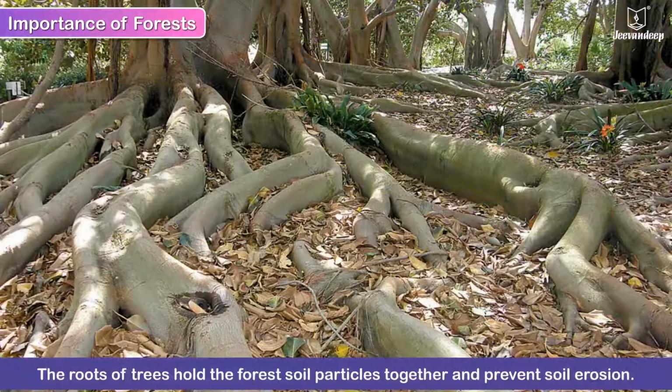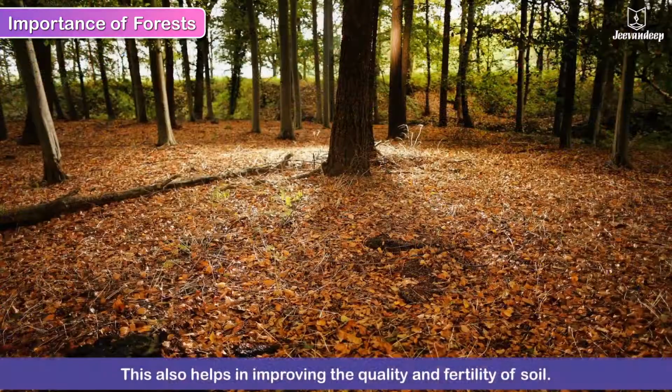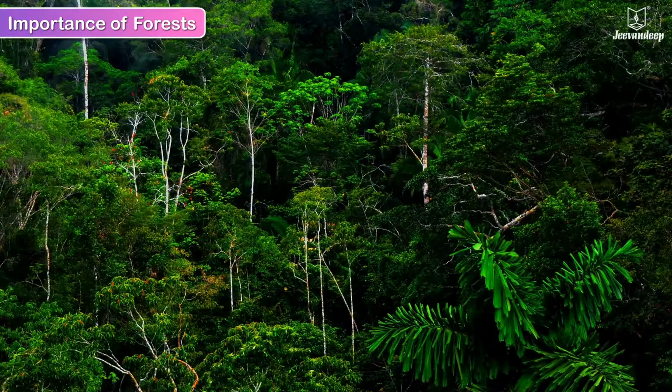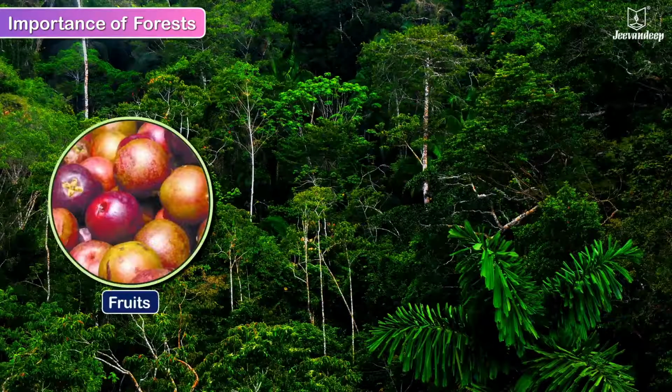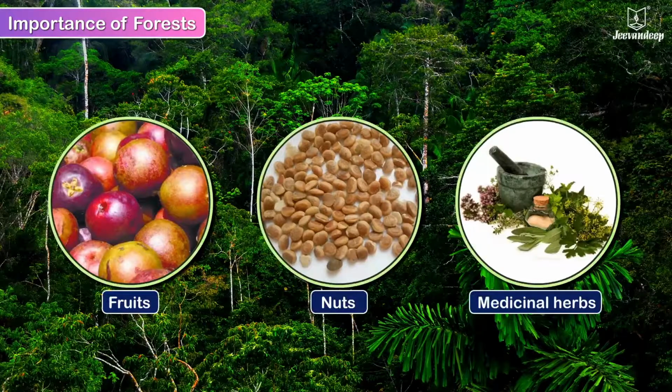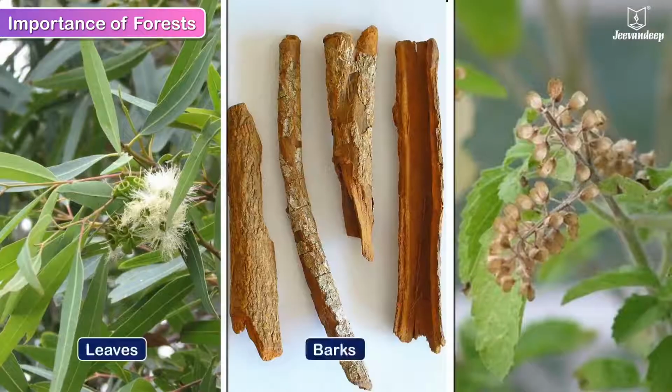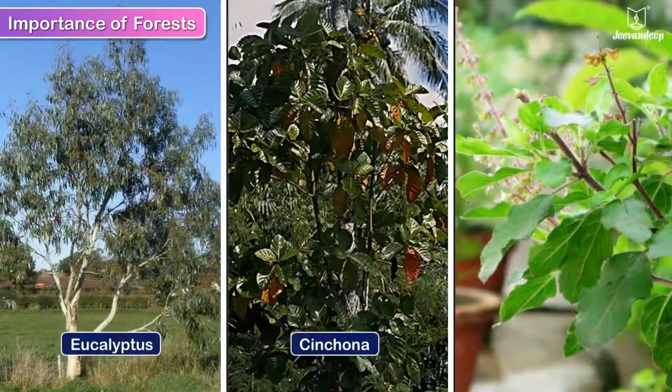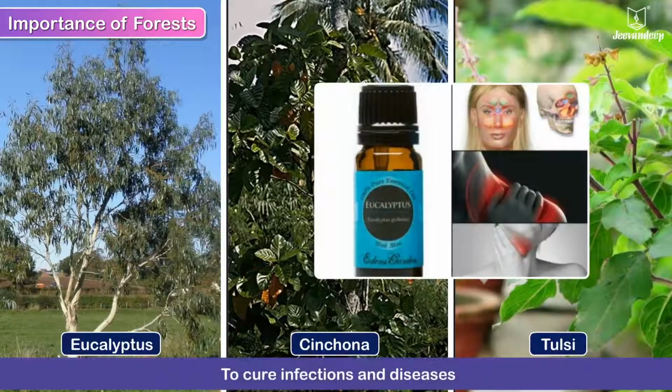The roots of trees hold the forest soil particles together and prevent soil erosion. This also helps in improving the quality and fertility of soil. Forests also give us different kinds of fruits and nuts and valuable medicinal herbs. The leaf, bark, and fruits of some trees, such as eucalyptus, cinchona, and tulsi, are known to cure infections or diseases miraculously.